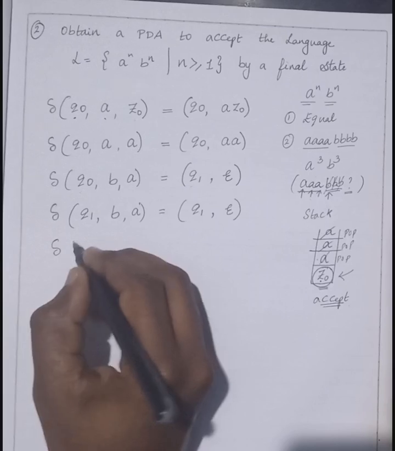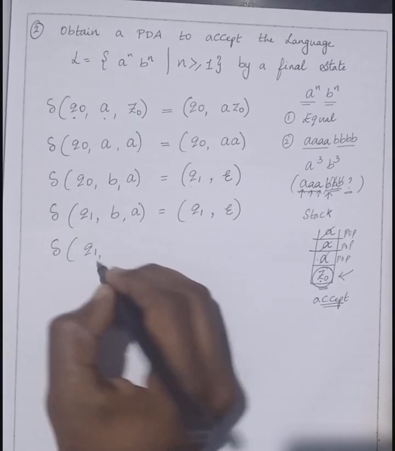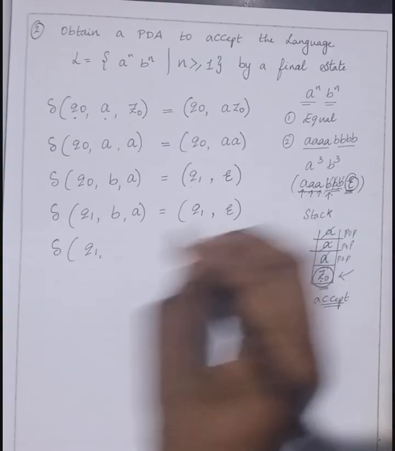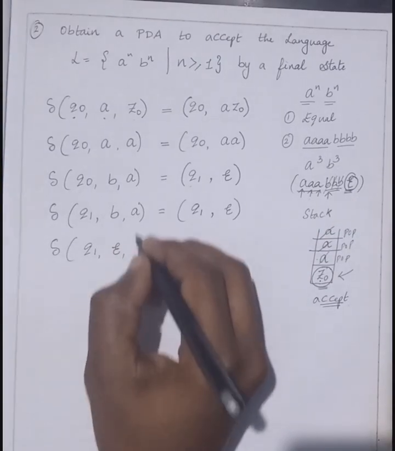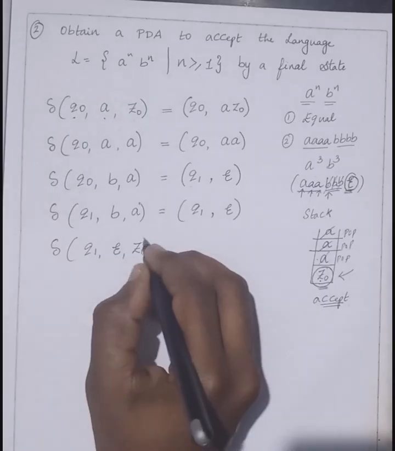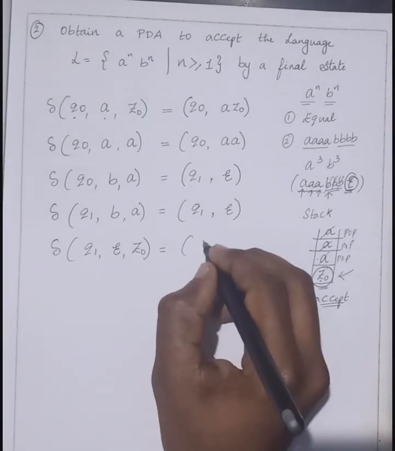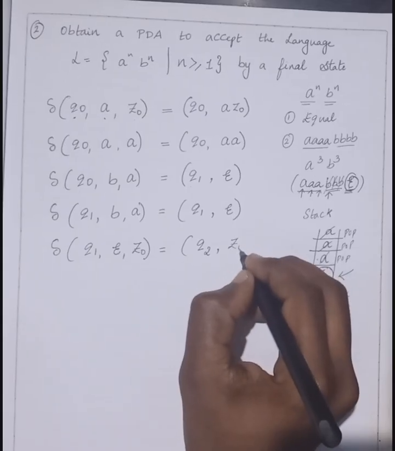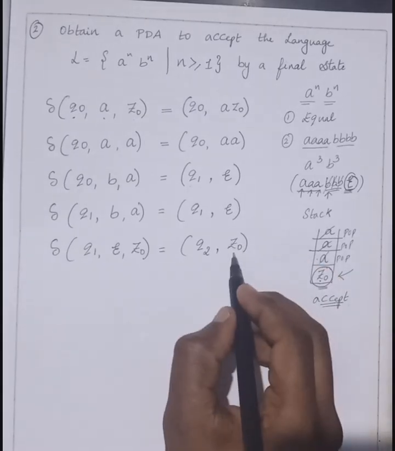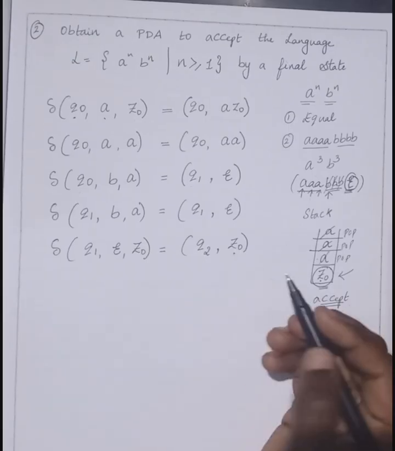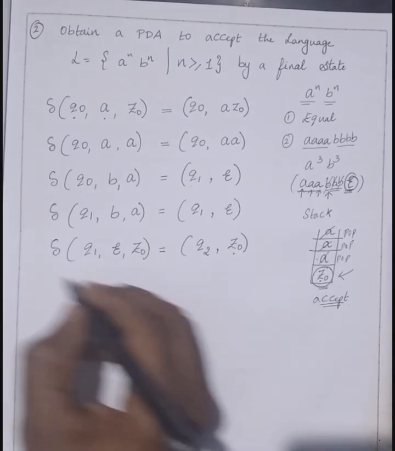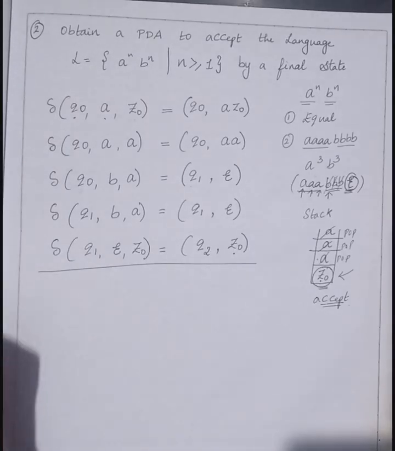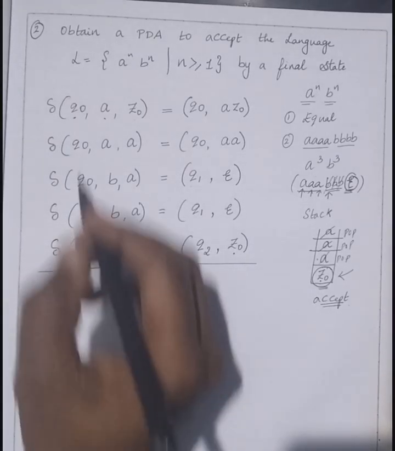Then the last transition is this: we are in the same state, and epsilon. Epsilon means there is no more input to pass, and the top of the stack is Z naught. Then we go to the final state, and keep the Z naught as it is. Keep the top of the stack as it is. Therefore our machine stops at this condition. So these are the transitions for the given question.